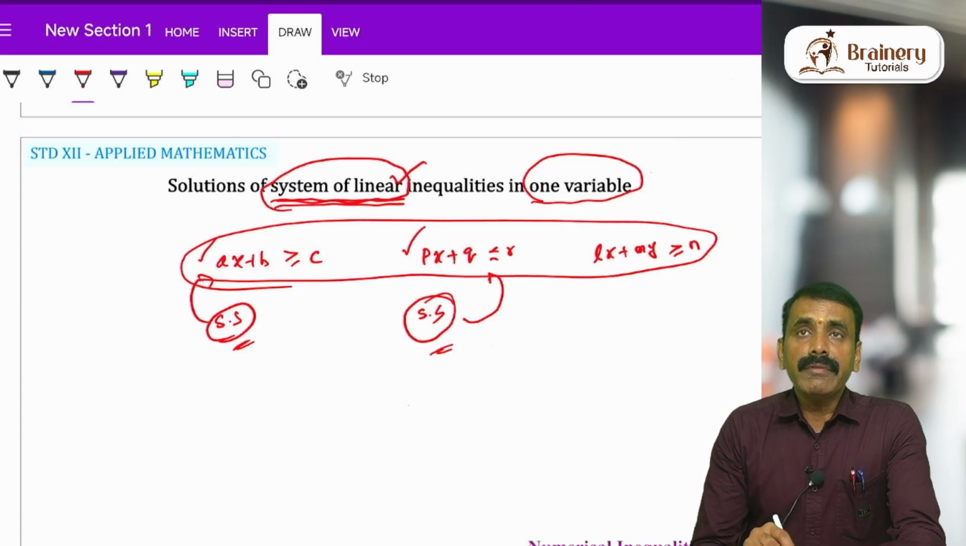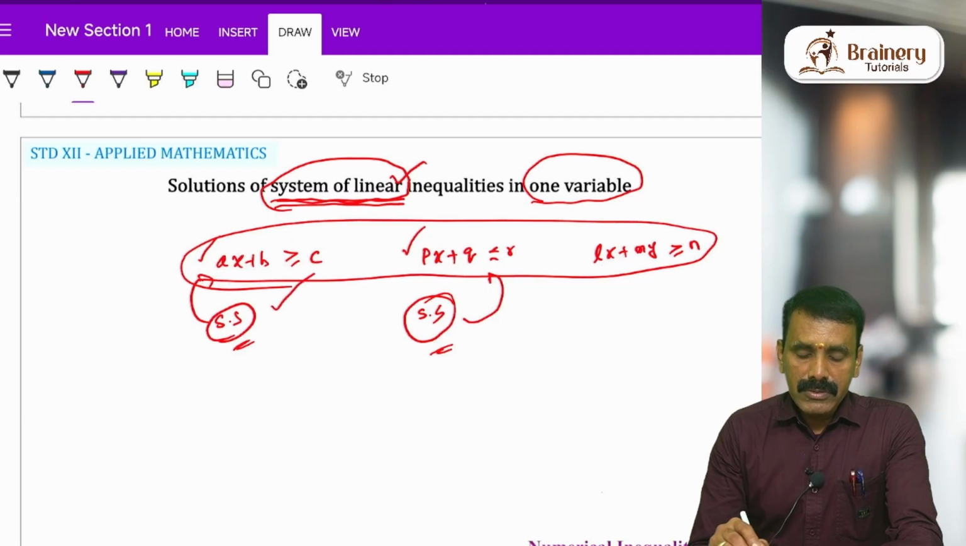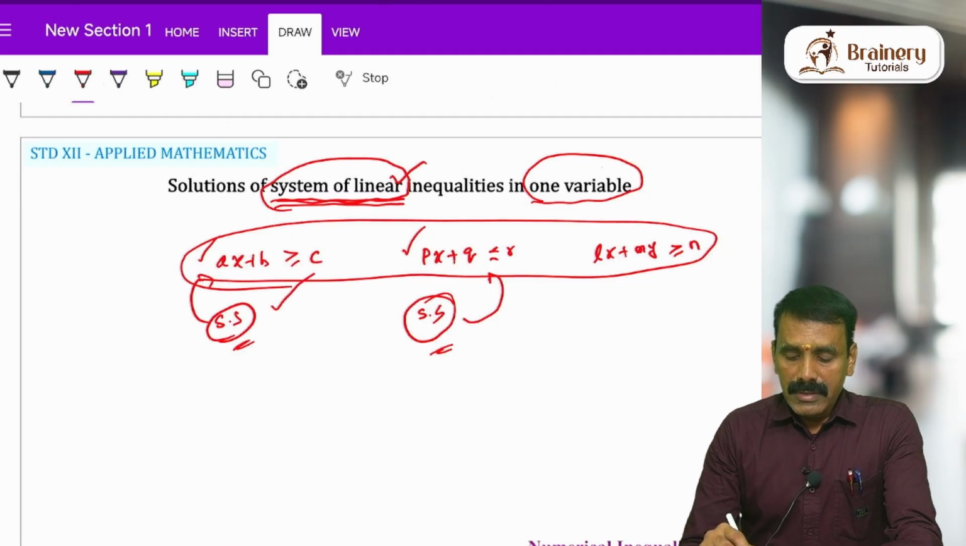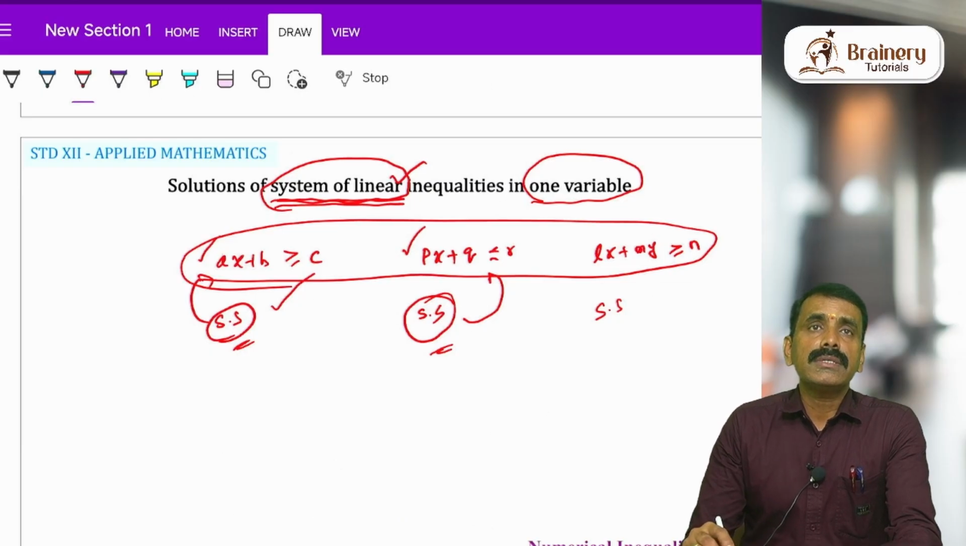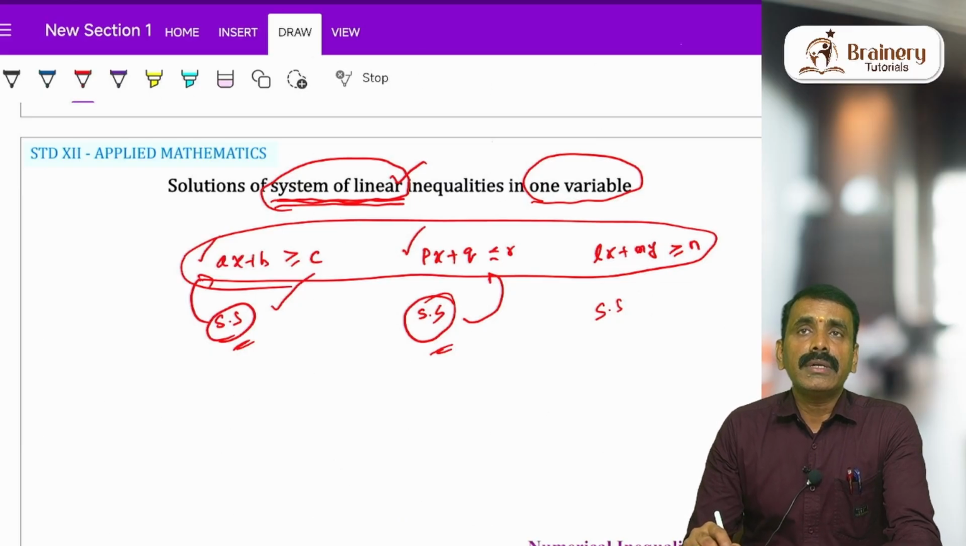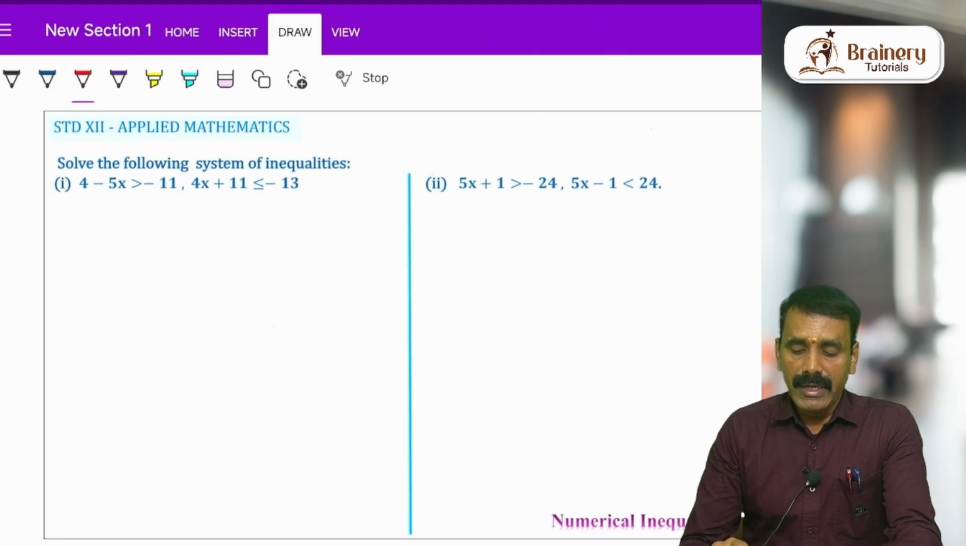So if we are having three linear inequalities and we are supposed to solve them, we have to solve the inequalities individually. First we have to get the solution for this inequality, and the second inequality, as well as this one. Third inequality, we will get another solution set. So we have to find the common solution set for x which will satisfy all three inequalities. So this is called a system of linear inequalities in one variable. We will make ourselves familiar with solving this type of system of linear inequalities.